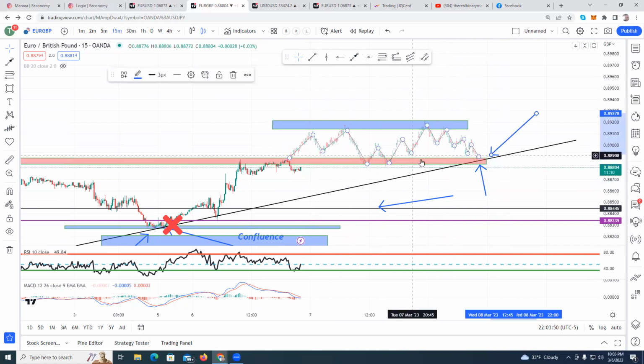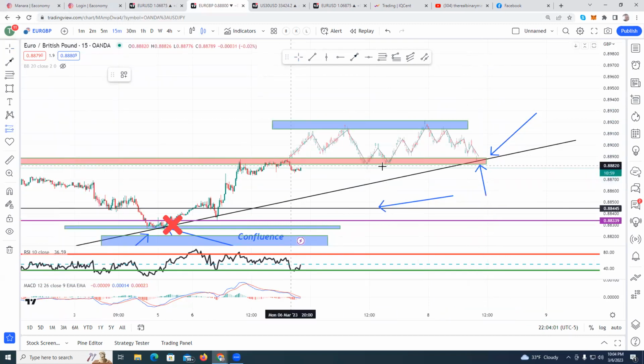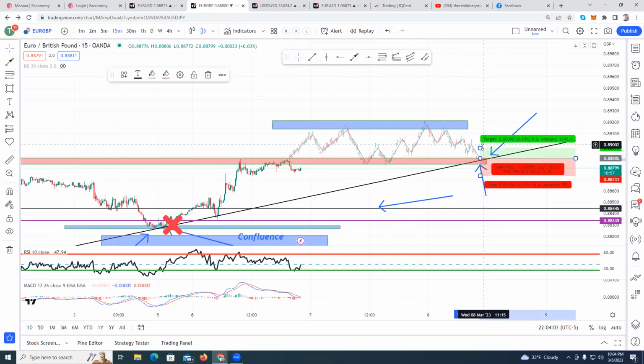Price consolidates within this zone. We get rejected off at the top zone, the resistance. Again, pull back up, rejected, and then come all the way back down to the support. Now, when we're at this support area, this is where we're going to be looking to take a buy trade.